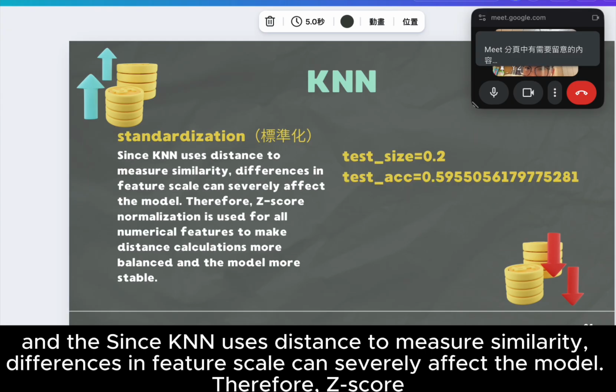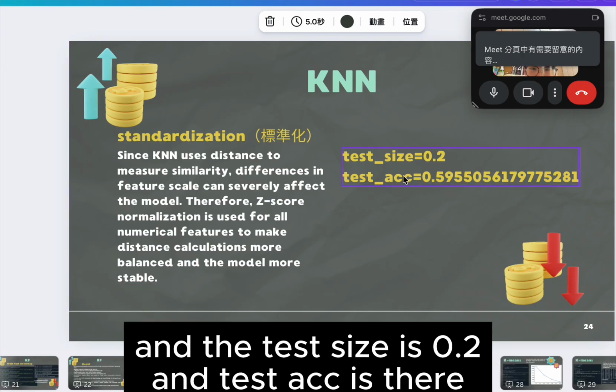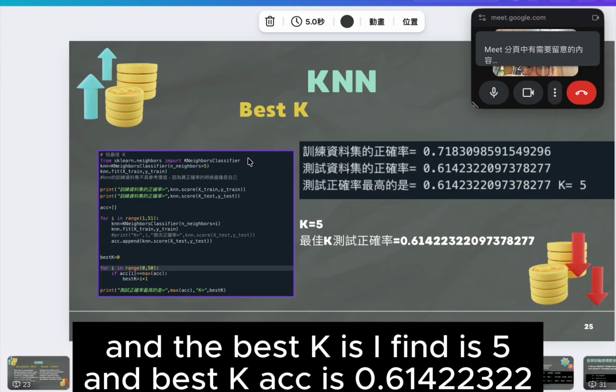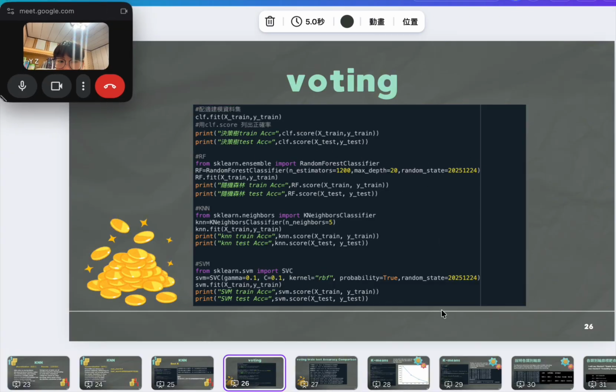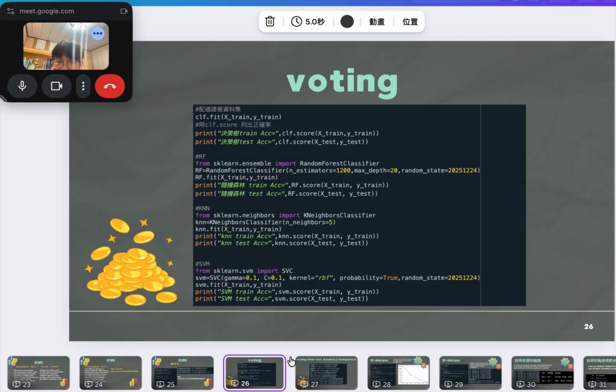And KNN uses distance to measure similarity, so differences in the feature scale can affect the model. Therefore, standardization is used for all numerical features to make distances more balanced and the model more similar. And the test size is 0.2 and the test accuracy is there. And the best k I found is 5, and the best k test accuracy is 0.6212422322. And the voting is this.